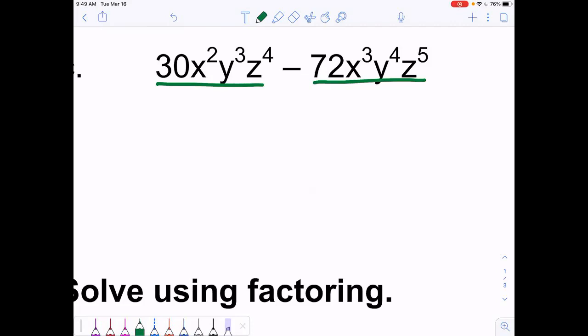So what did you guys come up with? Josh at home, what do you think the GCF of 30 and 72 is?